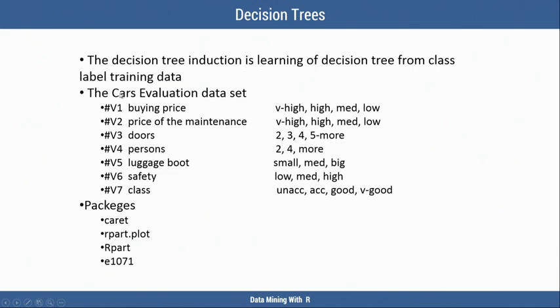I am using one data set, its name is the car evaluation data set. It contains 7 attributes: price of the car, maintenance value of the car, doors of the car, number of persons who can sit in the car, the boot luggage area of the car, the safety of the car, and class. The class is either unacceptable, acceptable, good, or very good. These are the classes. I want to make a decision tree based on this information.